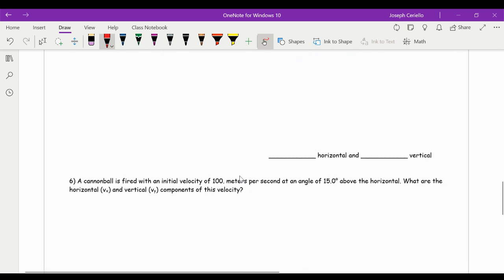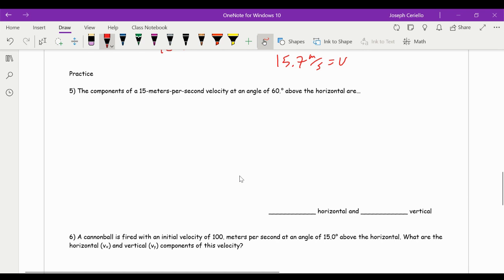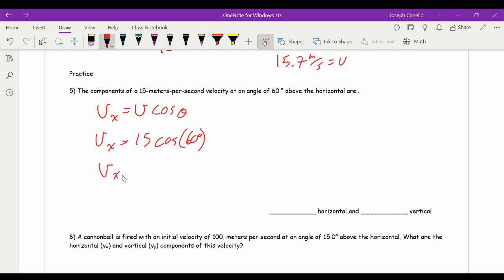All right, so here's some practice questions. Again, you should be trying these before I do them. I'm not even going to show a picture here. I'm just going to do the math, rather. So to get the horizontal component, Vx equals V cosine theta. Vx equals 15 times cosine of 60 degrees. I know cosine 60 is 1/2, so Vx is going to be 7.5 meters per second. So that's going to be the horizontal component.